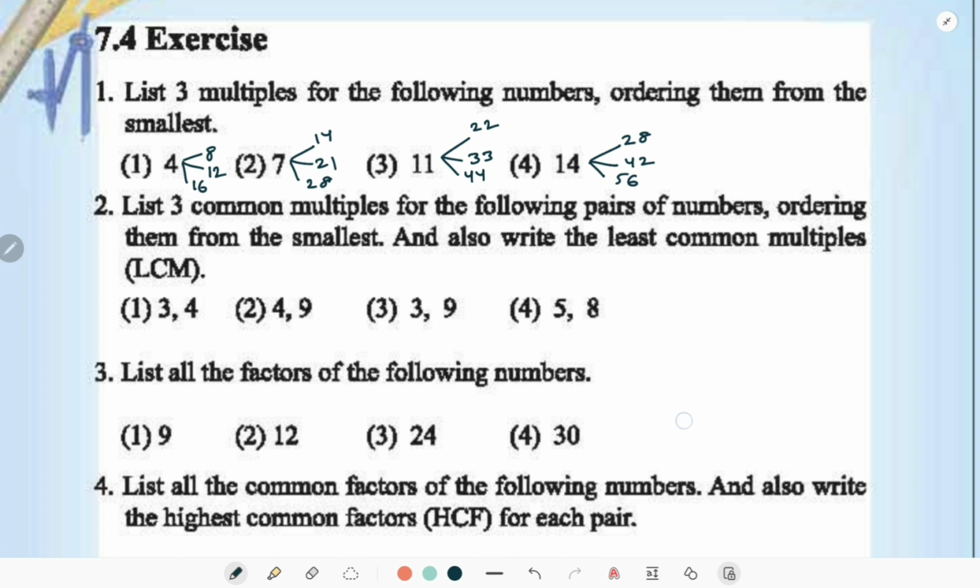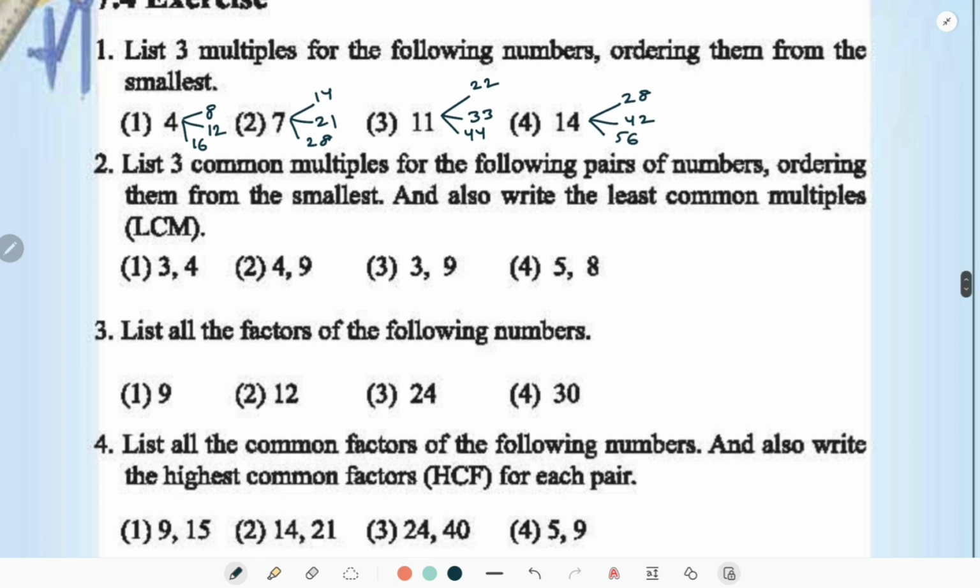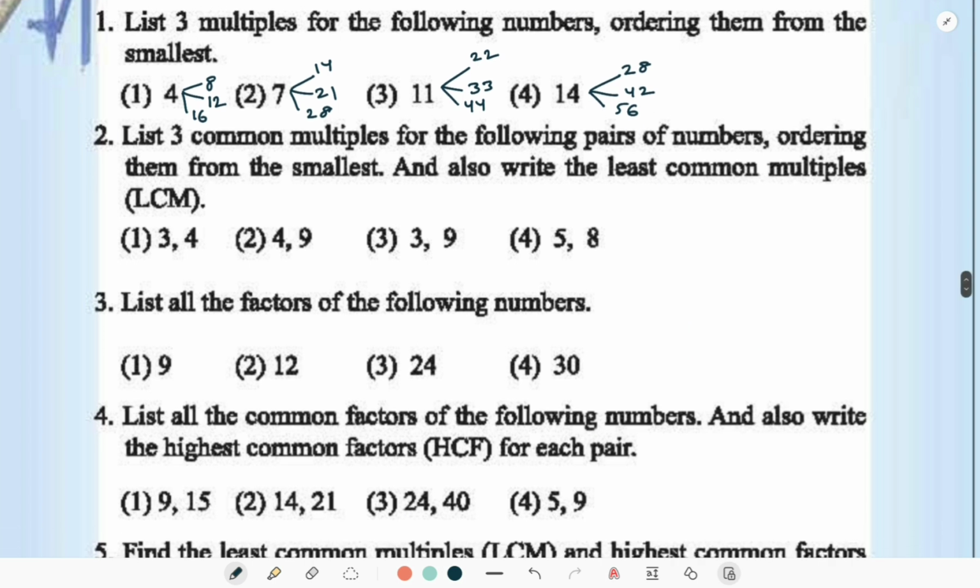Okay, list 3 common multiples for the following pair of numbers, ordering them from the smallest, and also write the least common multiple. 3 common multiples. First one is 12. Okay, and then 24, 12 3 is 36, like that. What is LCM here? Least common multiple, it is 12. What about 4 into 9 is 36, 72. I think it is 108. Yes, 108. Okay, LCM is 36.